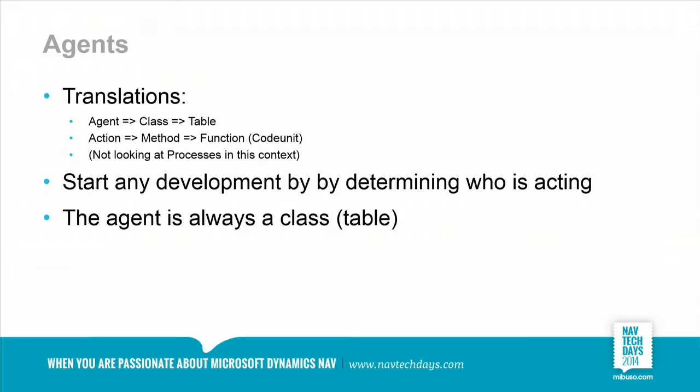So if you do any sort of development, if somebody asks you to do something, gives you a task, start any development by determining who is acting. And the agent is always a class. It's always a table. There are exceptions to that rule, I know, but they are few. If you start thinking of who is acting here, you will always find that there's a table that is acting and that you can assign all relevant actions to.